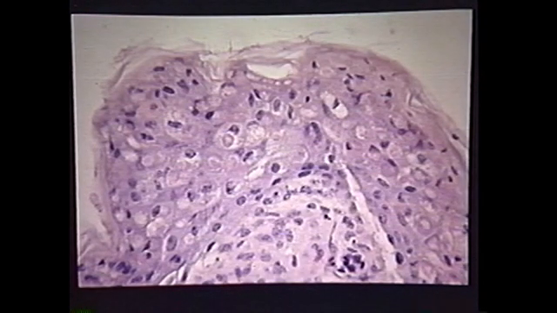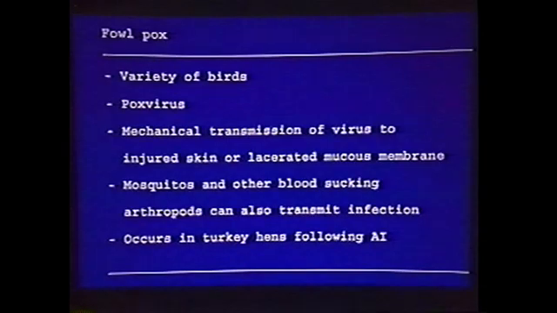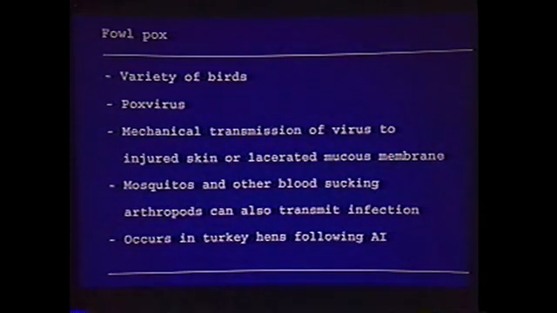Histologically, ballooning of the epithelium with large intracytoplasmic inclusion bodies. There is hyperplasia, hypertrophy of cells. It's very characteristic, pathognomonic for pox. These are called Bollinger bodies, which I think are the largest inclusion bodies, at least in birds. Mechanically transmitted, mosquitoes may play a role. AI, artificial insemination in turkey hens. We talked about this before.